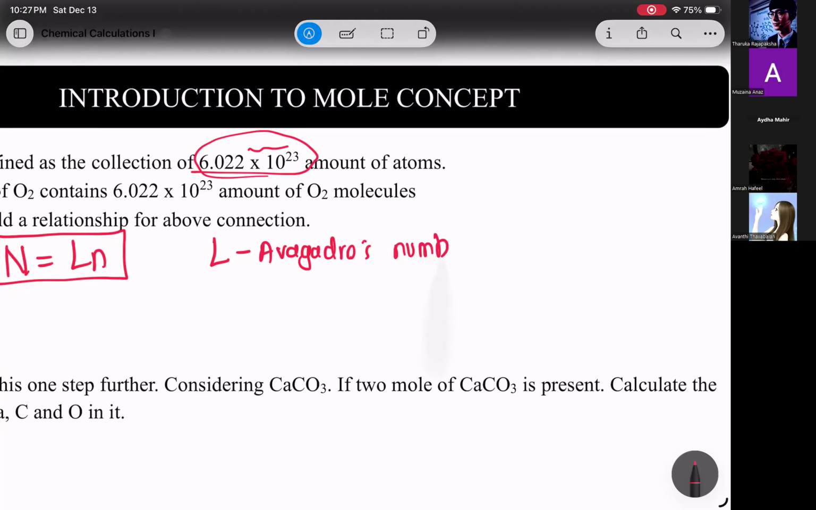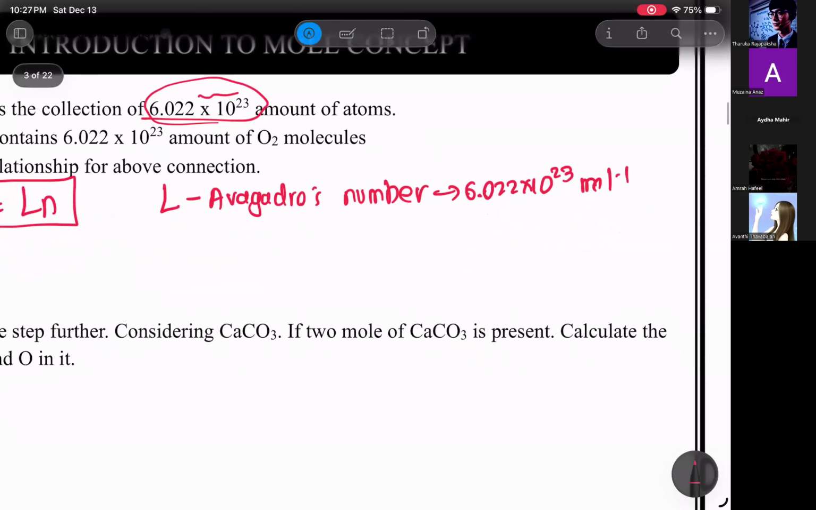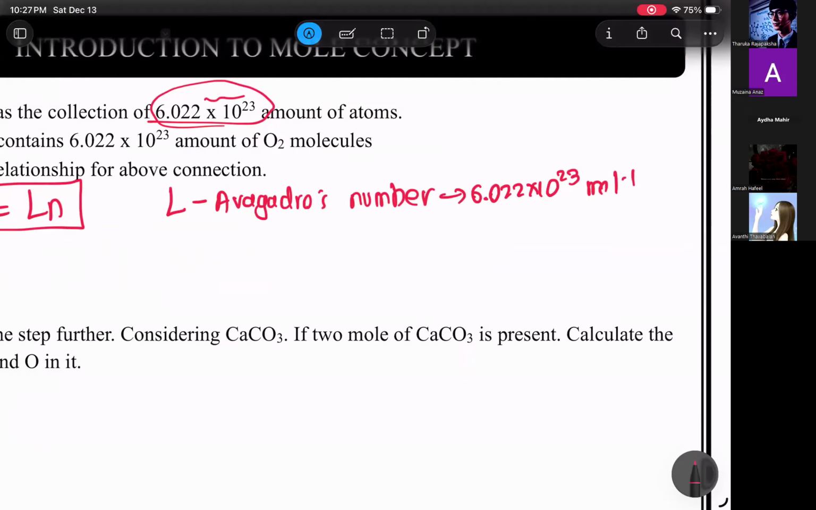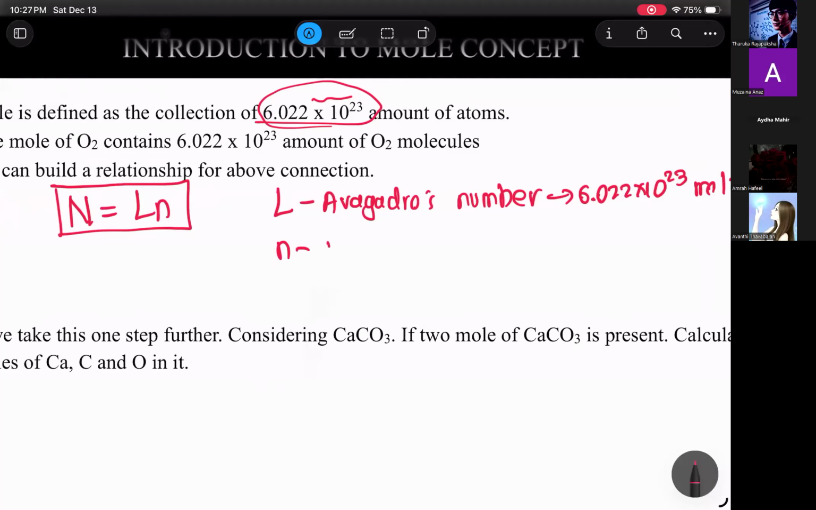What is Avogadro's number? 6.02 times 10 to the power 23. Does it have a unit? Of course, it has a unit. What's the unit? Per mole. 6.022 times 10 to the power 23 per mole. Do not forget, that number has a unit, per mole. What is per mole? In one mole, like per mole. 6.022 times 10 to the 23 atoms in one mole. Okay? What is simple N? Simple N is the number of moles of something. Number of moles.